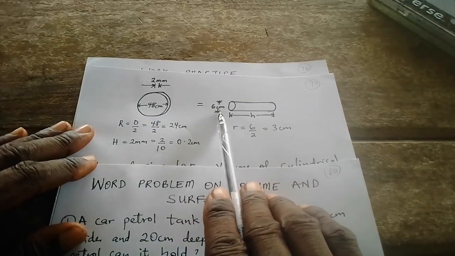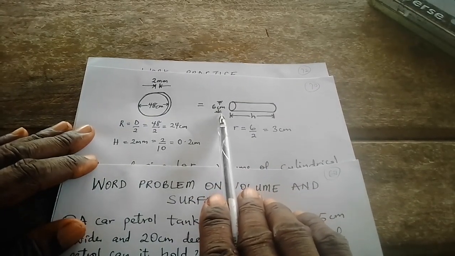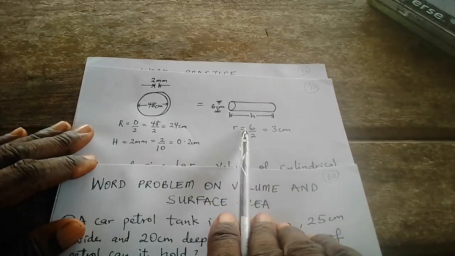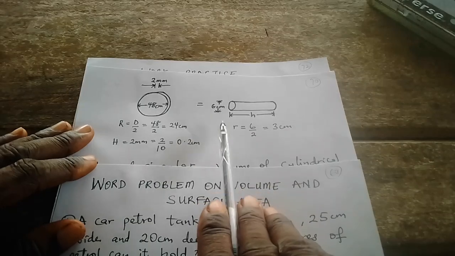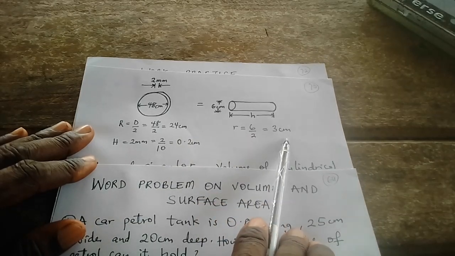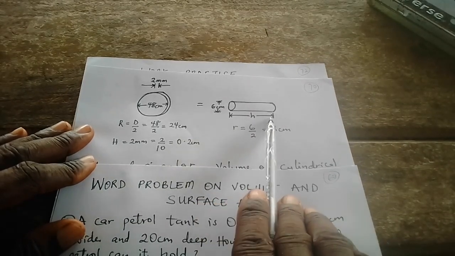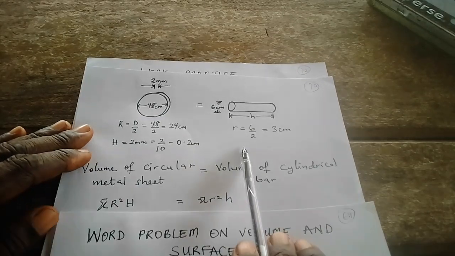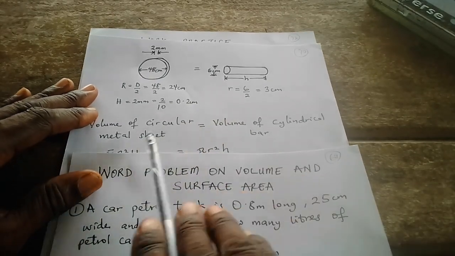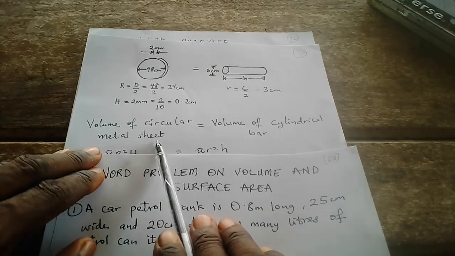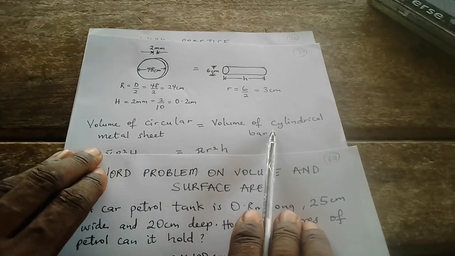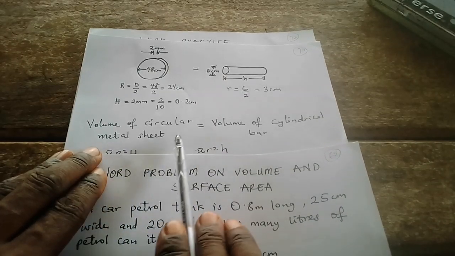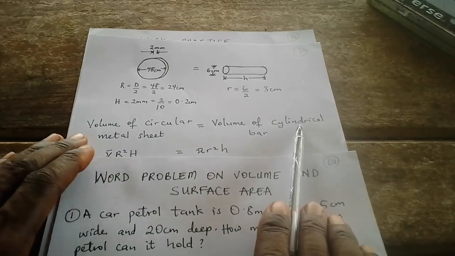You are only given the diameter of the new cylinder that is formed. And what we need here also is what? The radius. Divide the diameter by 2, you get 3 centimeter. And what we are told to look for is the new height of this particular cylinder. Now, you should understand that the volume of this circular metal sheet should be equal to the volume of the cylindrical bar. The volume of the circular metal sheet should be equal to the volume of the cylindrical bar.